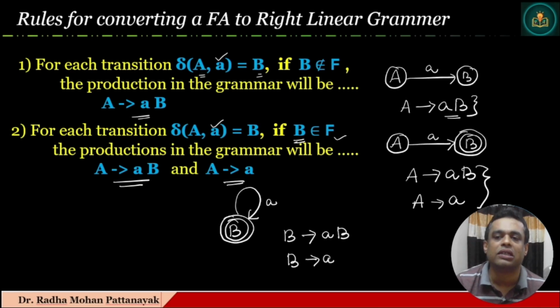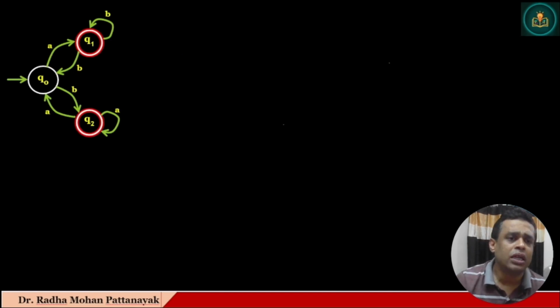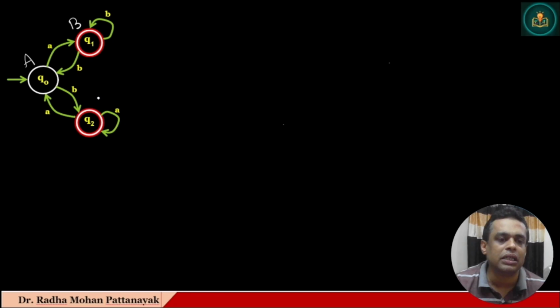These are the two production rules we will consider when we are converting a finite automata to a right linear grammar. Okay, so let's see with an example. This is a finite automata given, and in this finite automata there are three states: Q0, Q1 and Q2, right? For simplicity, we will represent the Q0 state as A, similarly Q1 state as B and Q2 state as C. Clear?